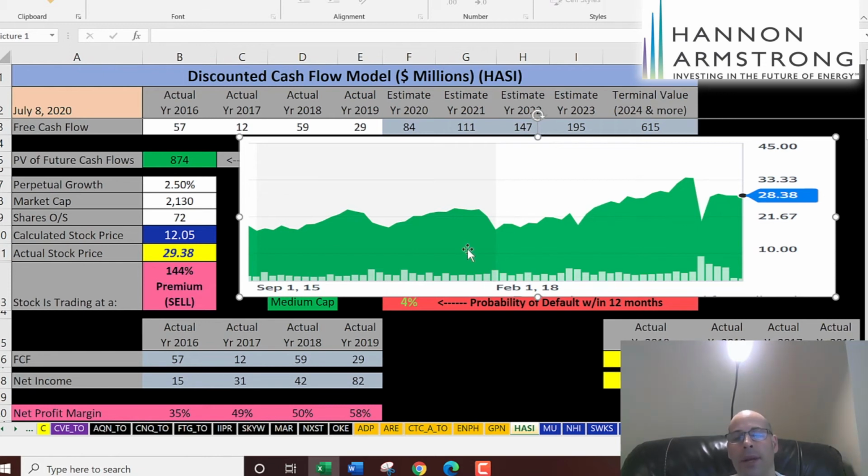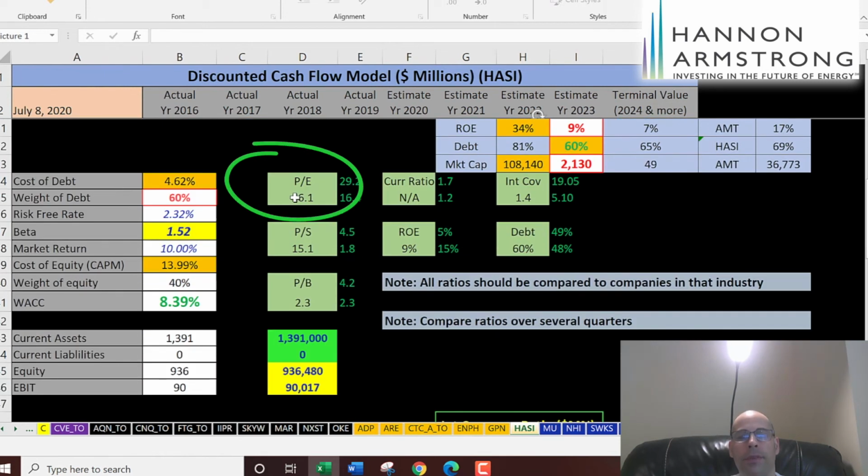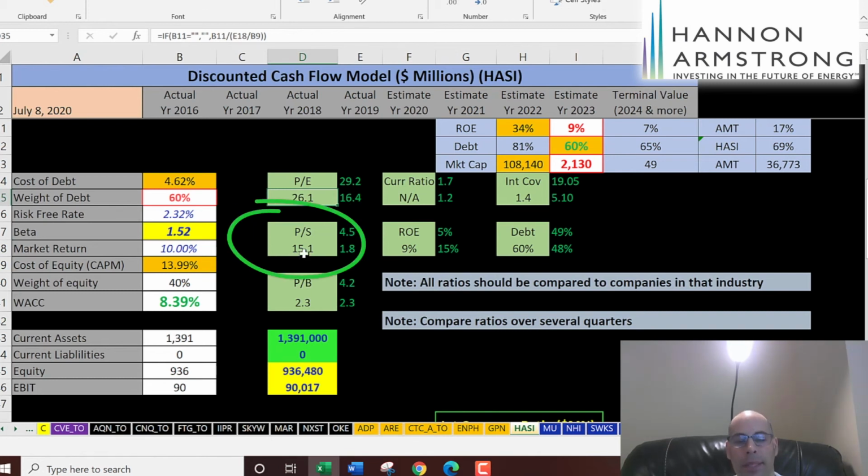Let's look at their financial ratios. So they have a PE of 26. That's a little high. I prefer under 15. That's price to stock over earnings per share. They have a high price to sales ratio. I prefer under 3. They have 15. That's price to stock over sales per share. They have a good price to book. I like to see under 3. They're 2.3. That's price to stock over book value per share.